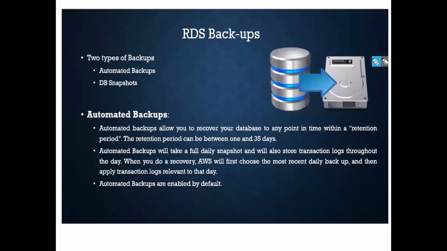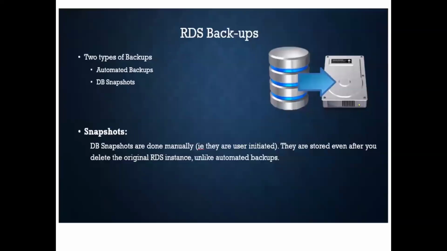So these automated backups are the backups where every day it will take a full-day backup, and we can use that backup to restore the database in case the database crashes or something happens. DB snapshots are the manual backups, where we are involved and take the backups ourselves. These are the two different types of backups we have: automated and manual. Manual backups are nothing but DB snapshots.